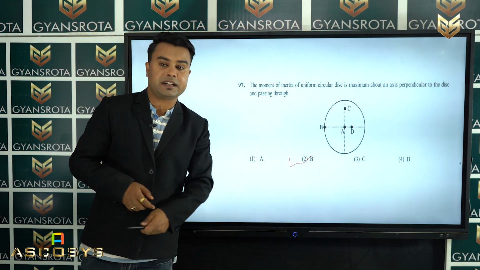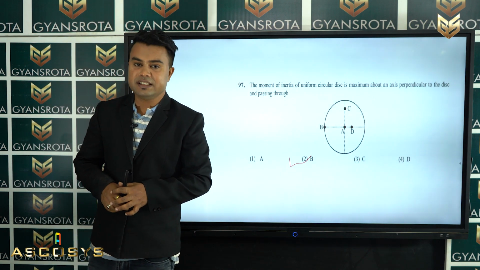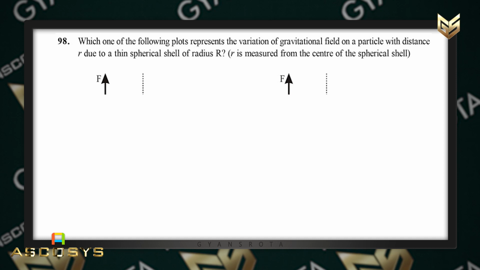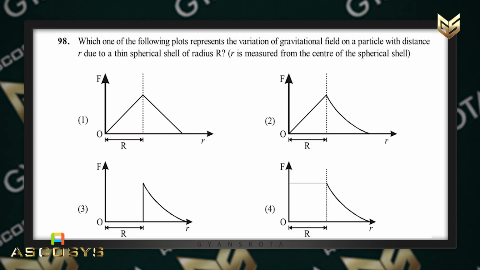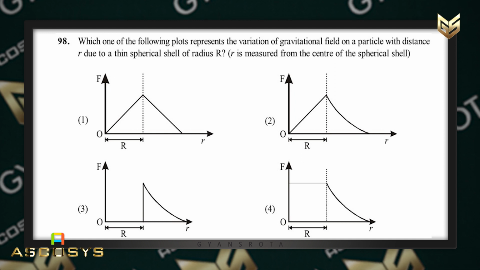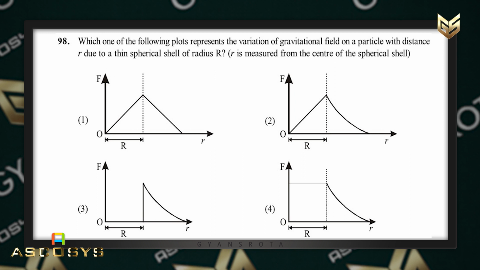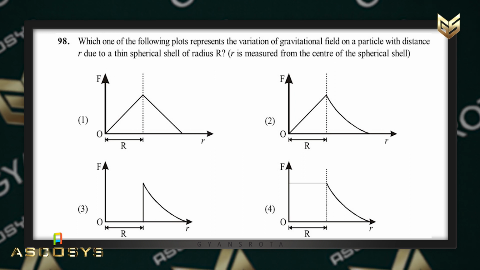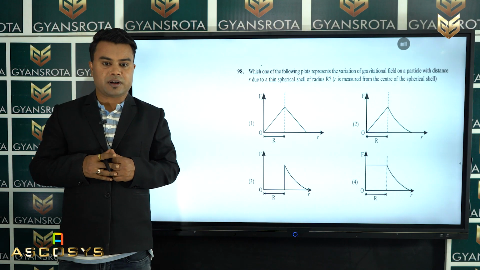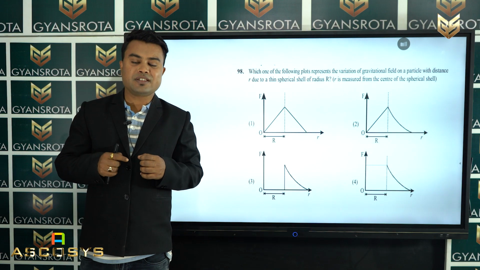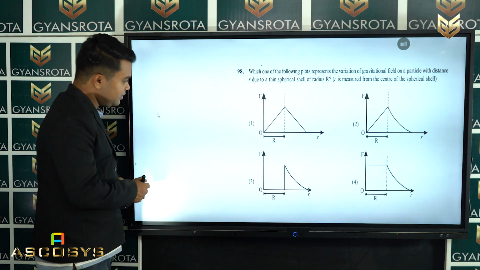Option number B is the correct answer. Now, let us move to the next question, that is question number 98. Which of the following plots represents the variation of gravitational field on a particle with distance r due to a thin spherical shell of radius R? So r is measured from the center of the spherical shell. So r is the distance, where the distance keeps on increasing. Suppose I have a spherical shell here.